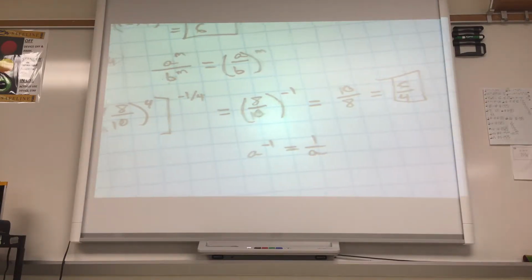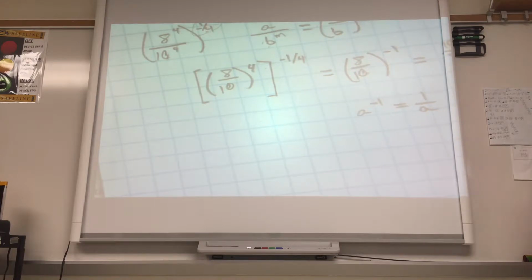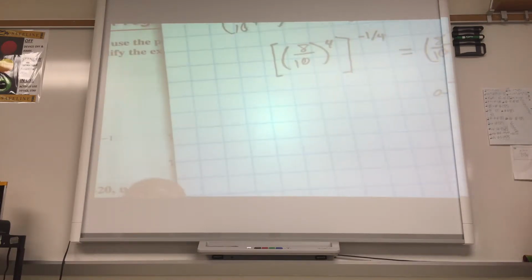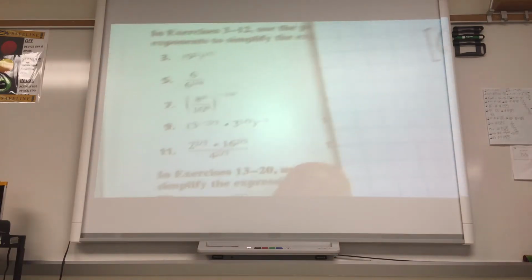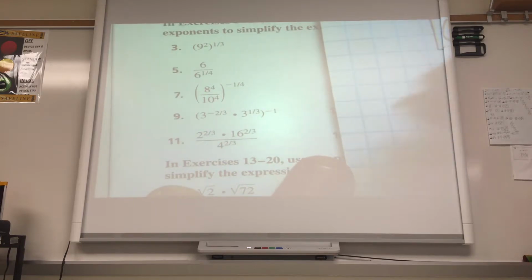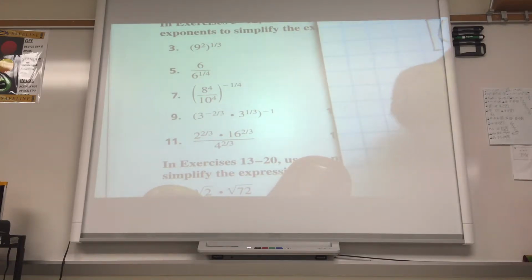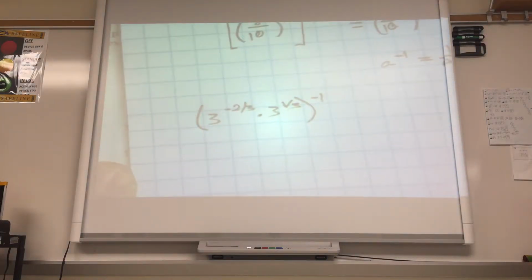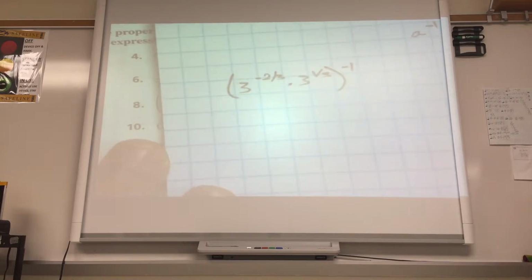All right, on to number 9. So, number 9 from the book says 3 to the negative 2/3 times 3 to the 1/3, like this. Then it has it to the negative 1 power. Okay, so there it is. There's number 9. All right, so I have a product here.